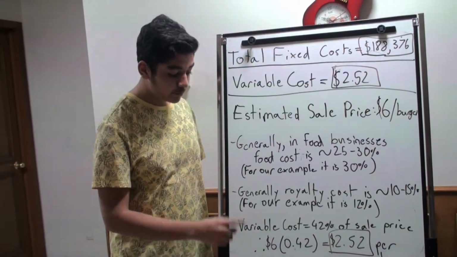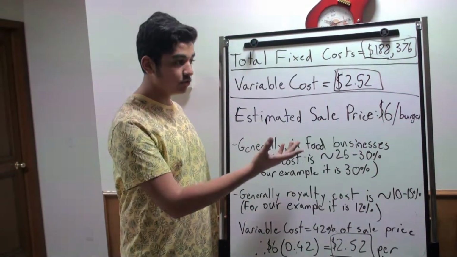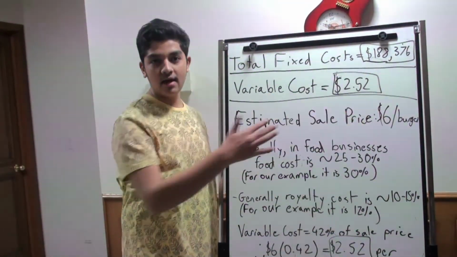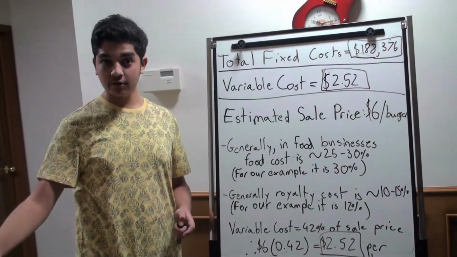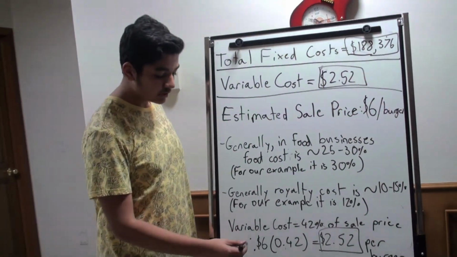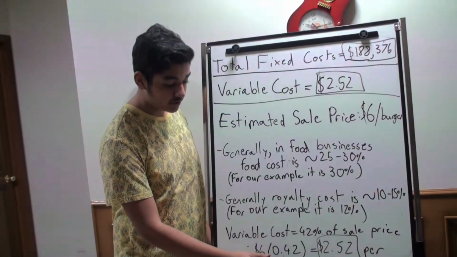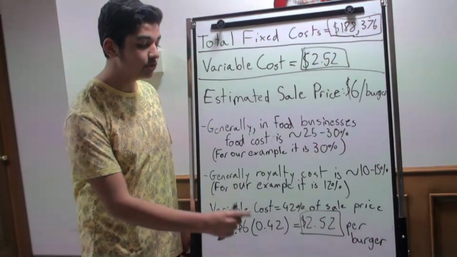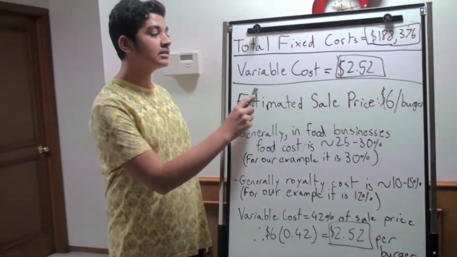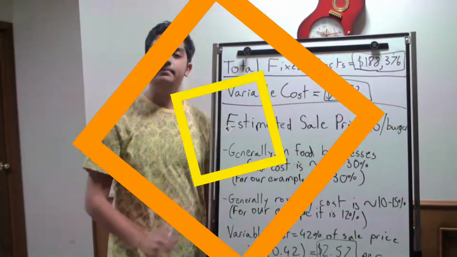Now, if we take the price of one burger, which we assumed is $6 per burger, after looking at the cost of burgers in other stores and comparing with the competition, we can multiply $6 by 0.42 and find that the variable cost per burger is $2.52, and that's our total variable cost per burger.